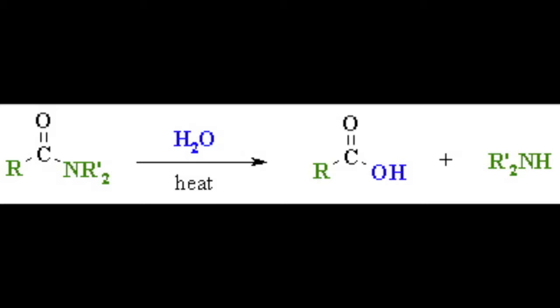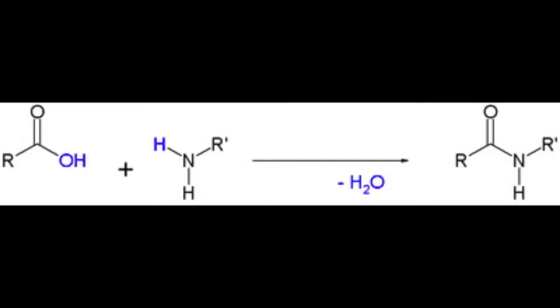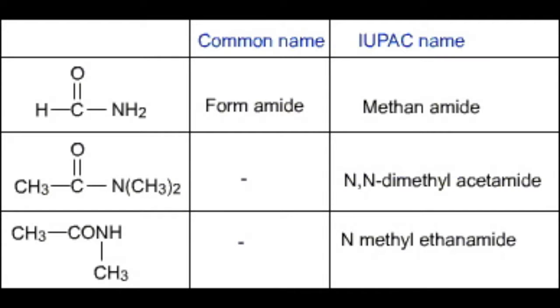Amides are the least reactive of the neutral carboxylic acid derivatives. The only reaction the amides undergo is hydrolysis back to the parent carboxylic acid and amine. This reaction requires an acidic or basic solution as well as heat to occur. Like shown in the picture, the reverse of this reaction is the condensation reaction of a carboxylic acid and an amine.